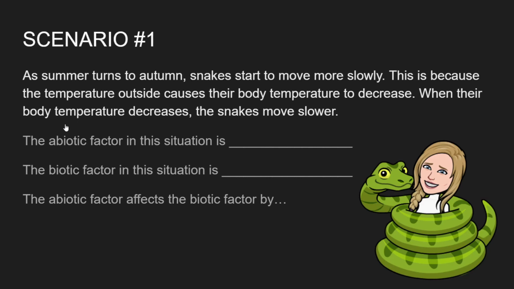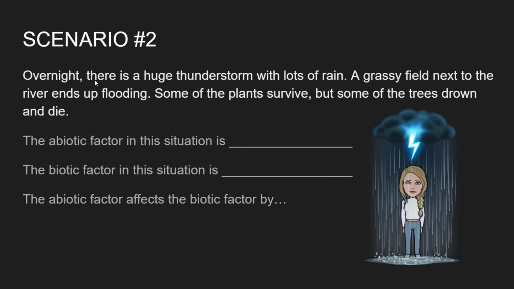Here are a few more scenarios. I'm going to read them to you, but I want you to see if you can figure it out for yourself. Overnight, there's a huge thunderstorm with lots of rain. A grassy field next to the river ends up flooding. Some of the plants survive, but some of the trees drown and die.